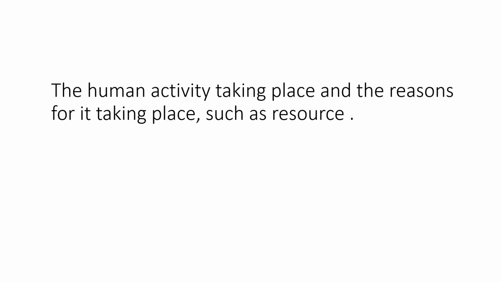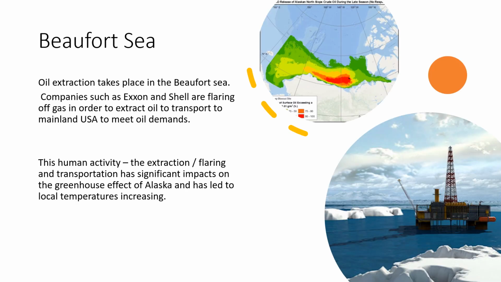So we're going to have a little look at the human activity that's taking place and why it's taking place in this very unique and precious environment. And we're going to talk a little bit about the Beaufort Sea. The Beaufort Sea is found off the northern coastline of Alaska and Canada, and it is oil rich. There are oil companies there extracting oil, particularly off the Alaskan coastline. And that is really important for America, the United States, in terms of its energy security, providing oil to the US for a vast number of reasons.